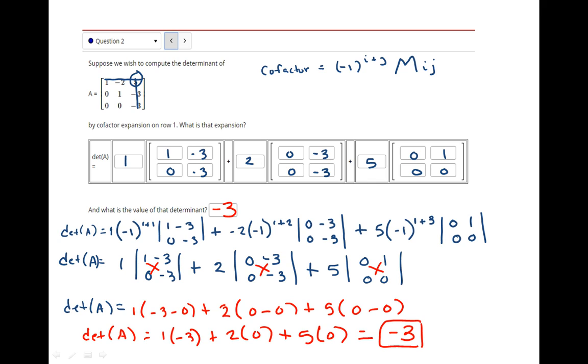Okay, so I hope you were able to follow that. There is a video in the homework as well that you can watch. But you can see it is a lot more complicated to find the determinant of a 3 by 3 matrix.